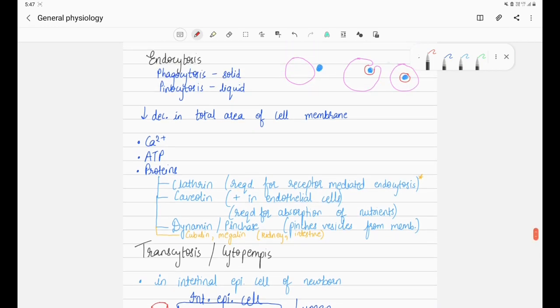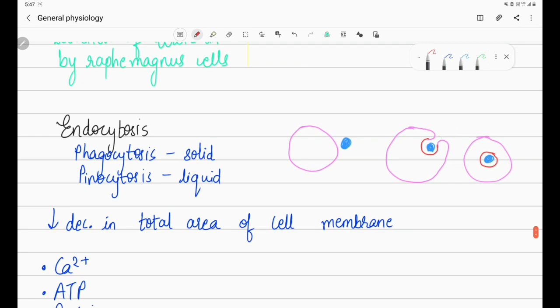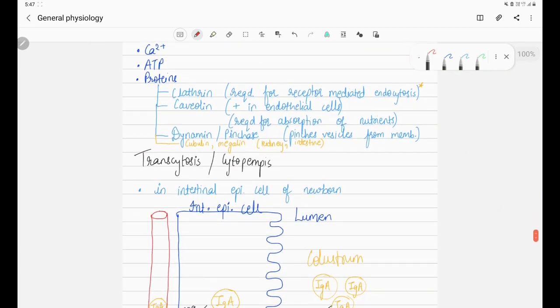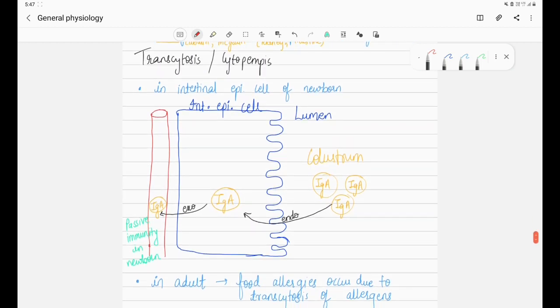So this thing happening here, this pinching off of the vesicle, is happening by your dynamin or pinchase. Then cubilin and megalin are present in the kidney and intestine. And this is the last transport mechanism, that is transcytosis or cytopempsis. This occurs in the intestinal epithelial cells of the newborn.